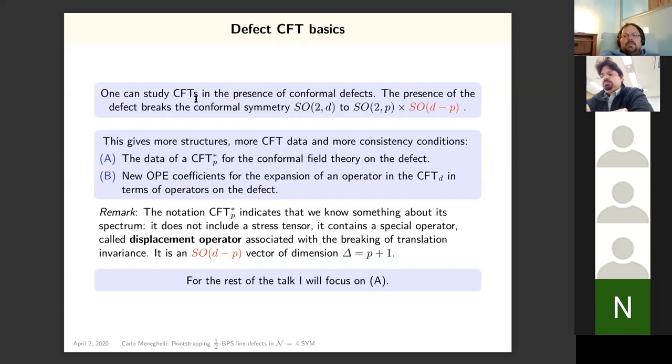Sorry, I was going to follow up with a question there. Yes, there is a stress tensor in the bulk, but presumably in the presence of the defect, the bulk stress tensor isn't conserved on the defect on its own. Yes, I would imagine that you would have to add some operator from the defect CFT so that the overall stress tensor is conserved. And that is essentially the displacement operator.